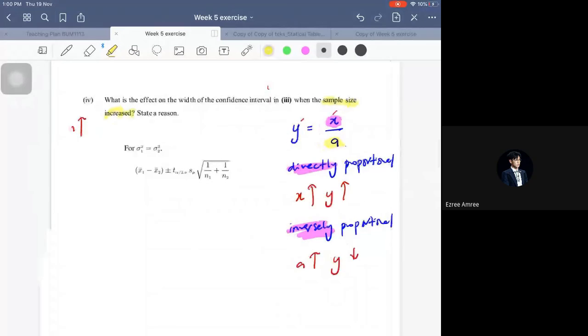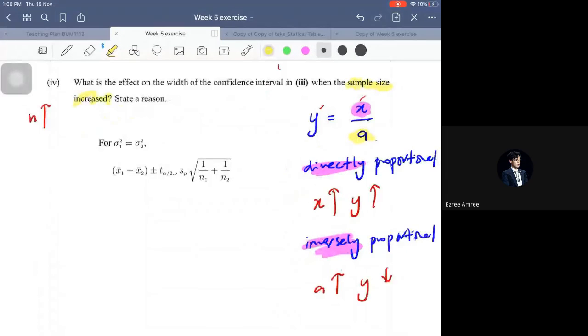So if you have a look at the confidence interval over here, let's say this is going to be my y, the value that you get from the confidence interval. What is the relationship between y and n? Are they directly proportional or inversely proportional? So which one? Inverse. Okay, inverse, that's right. So they are inversely proportional.